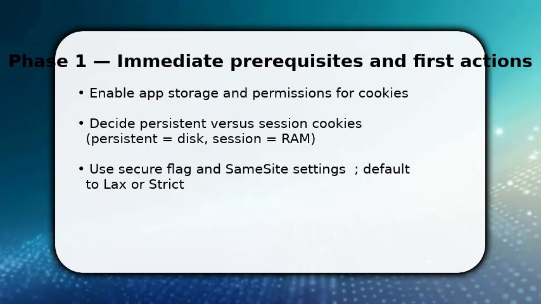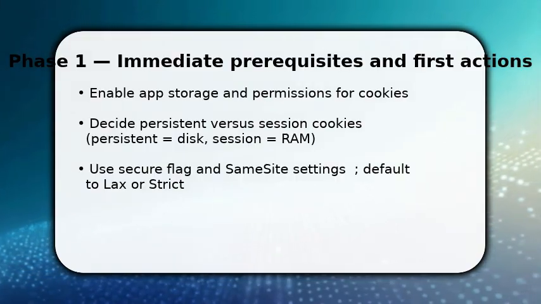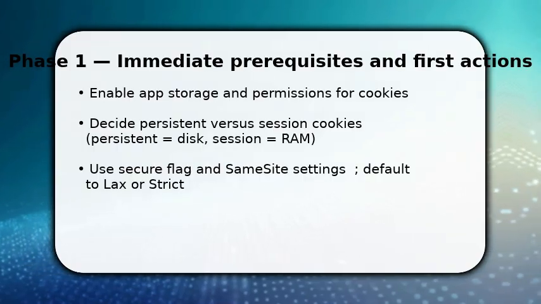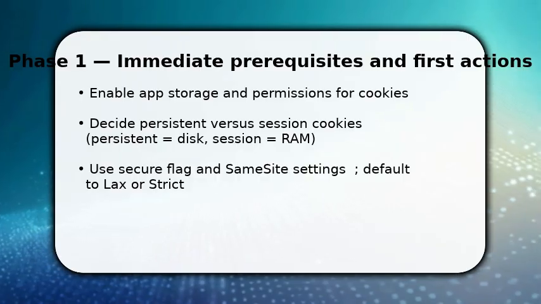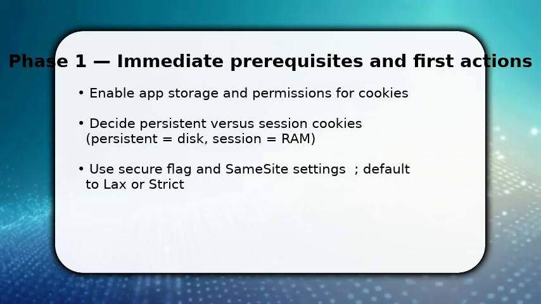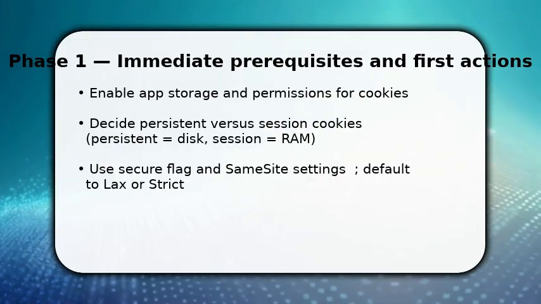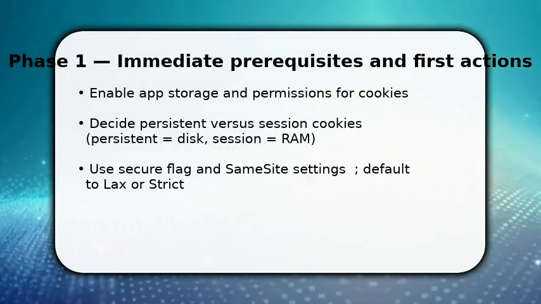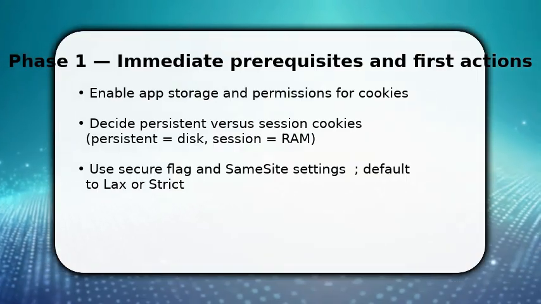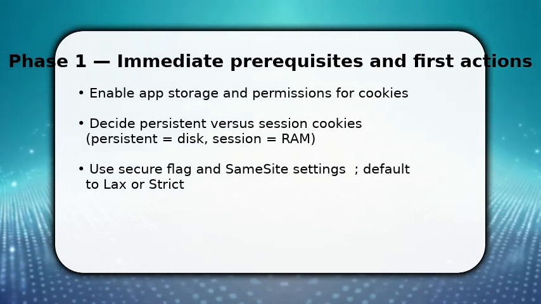You start by confirming app permissions and storage availability. This prevents silent failures. Next, choose cookie scope: session for temporary state, persistent for login tokens, and set expiration accurately. Once done, apply secure and HTTP-only flags to protect contents in transit and from scripts. Make sure to pick SameSite equals lax or strict based on cross-site needs. Finally, test simple set/get flows in a debug build so you can observe cookie headers and behavior immediately.